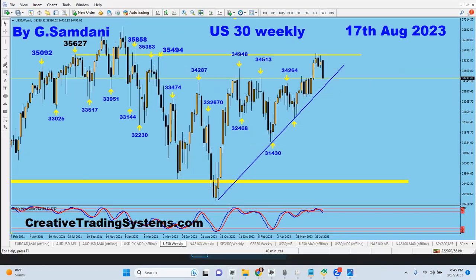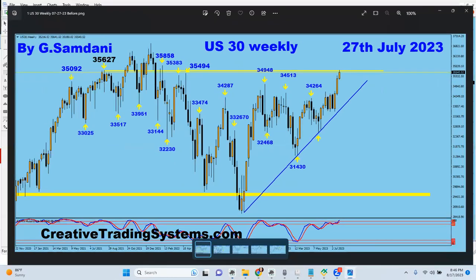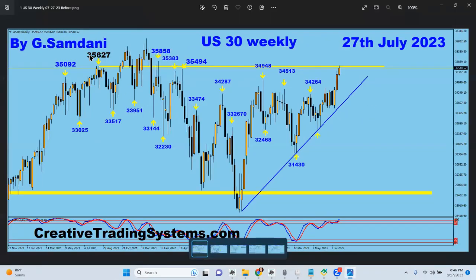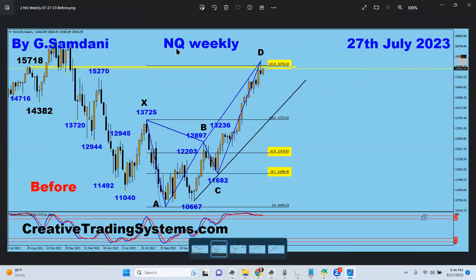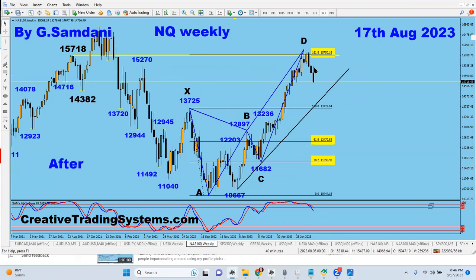US30, as of today, it is here. So it came down very nice and clean right from 35,627. Right, as I said that it will come down, it is coming down. Same chart, right? 35,627. Now the next chart was Nasdaq making like a crab harmonic pattern, 161% shooting star candlestick formation at 157.18. What happened to this one, let me see, Nasdaq is right there. See how powerful it's coming down?